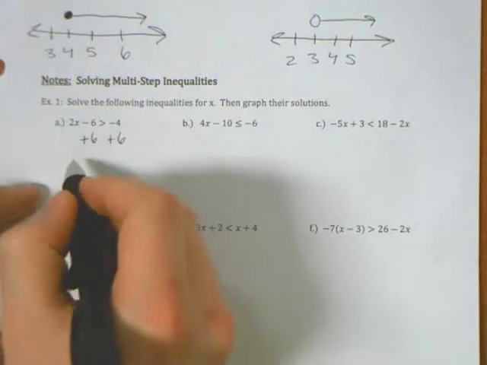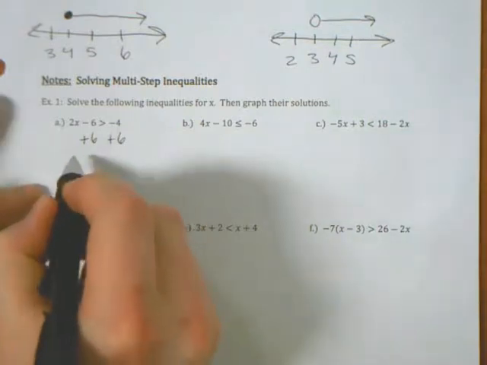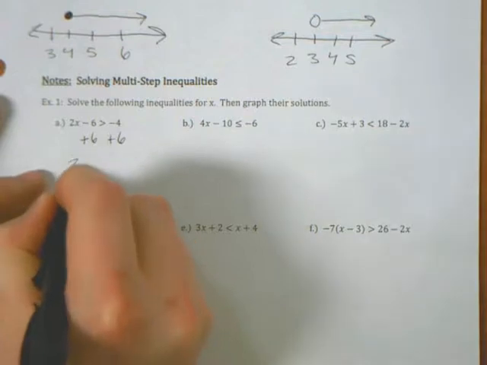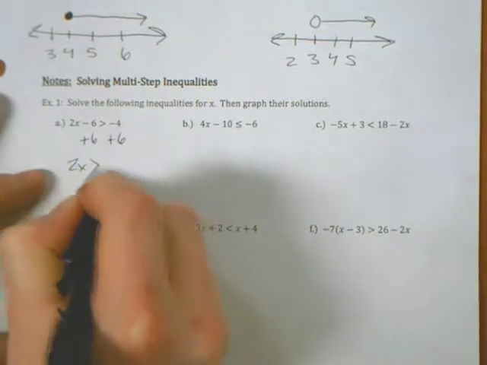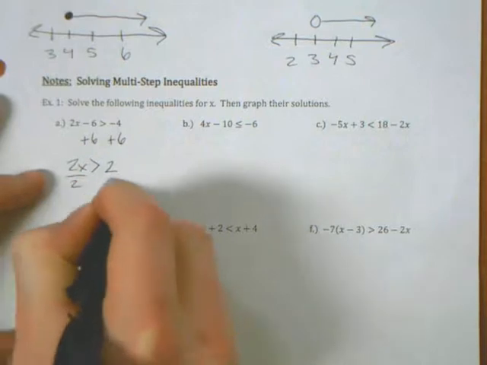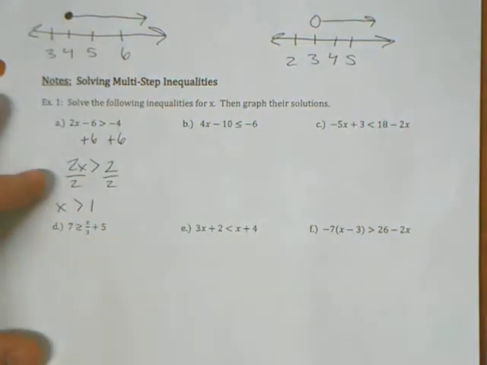I know exactly what you're going to say, and I'm going to get to you in just a second. You can totally do that. So, add 6 on both sides. That's 2x is greater than 2. Divide by 2 on both sides. You get x is greater than 2. Then you graph.